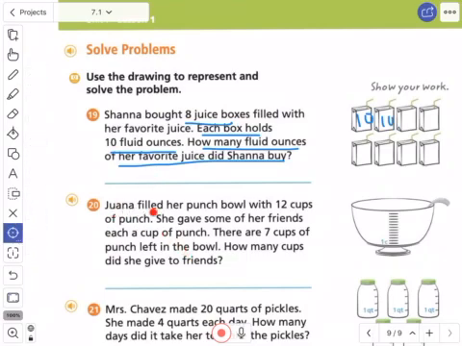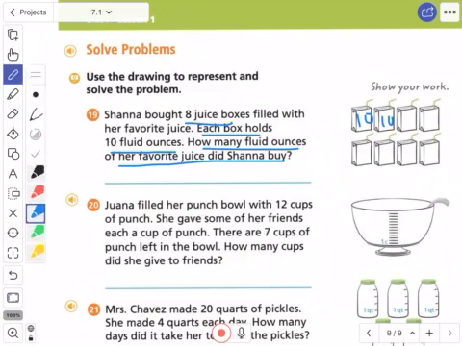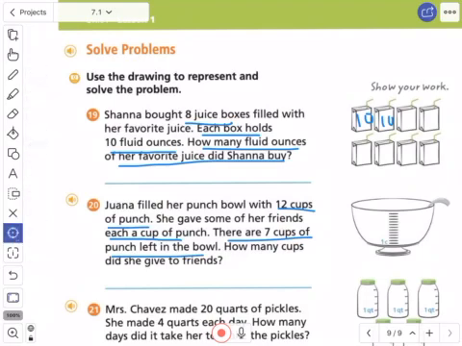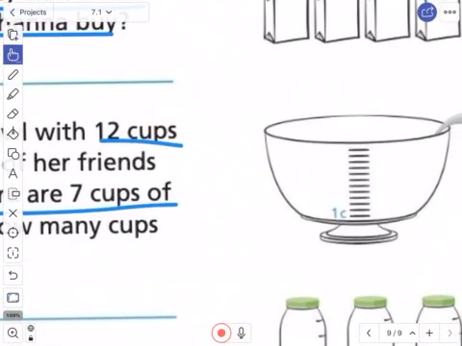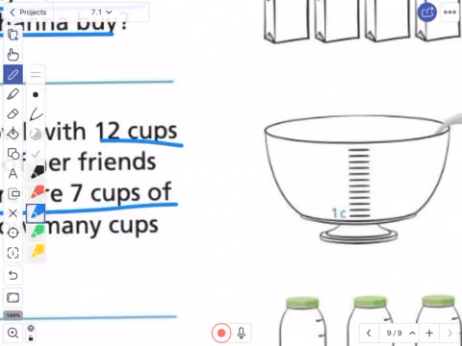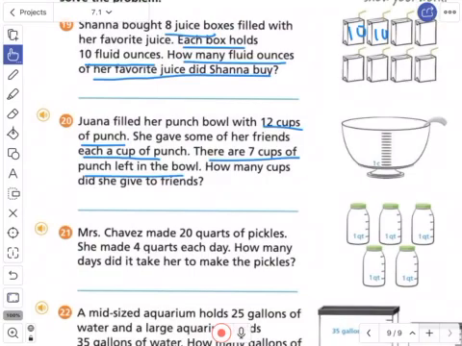Number 20, Juana filled her punch bowl with 12 cups of punch. She gave some of her friends each a cup of punch. There are 7 cups of punch left in the bowl. How many cups did she give to her friends? Now, even though it does say each, I don't know if it's going to be multiplication or division. There's 12 cups here. She gave some to her friends. Now there's 7 left. So if you look over here, it does count by 1. I would even maybe insert at the top, she gave her friends all the way until she got to 7, or you could start at the bottom. I would want to count up to the 7 to see how many are left, and then do an equation again.